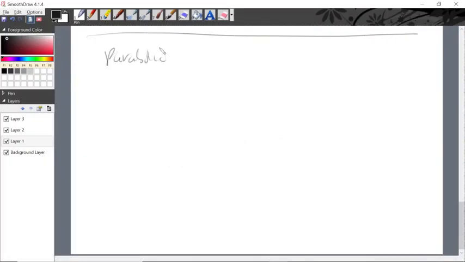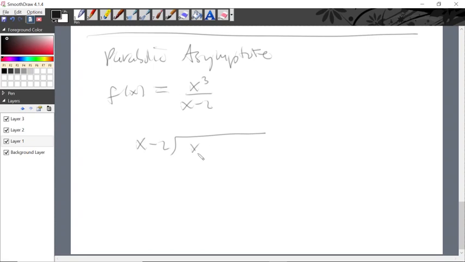Okay, so a parabolic asymptote. A function like f of x equals x cubed over x minus 2 would have one of these. We could find it by polynomial long division: x minus 2 divided into x cubed.